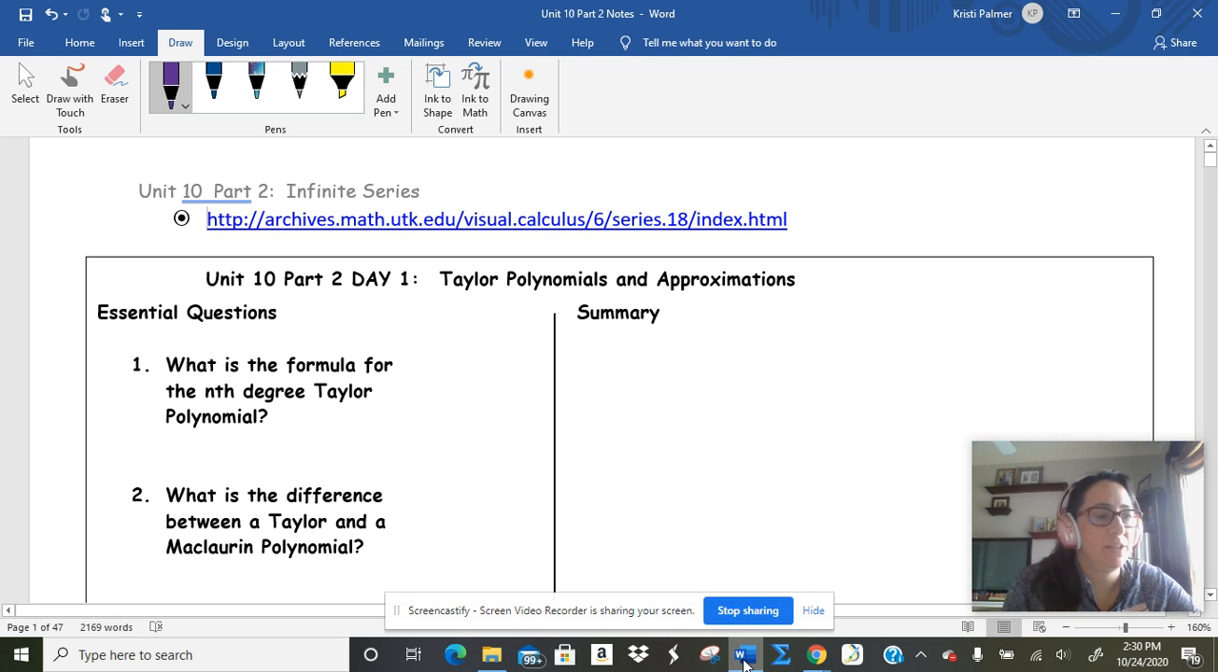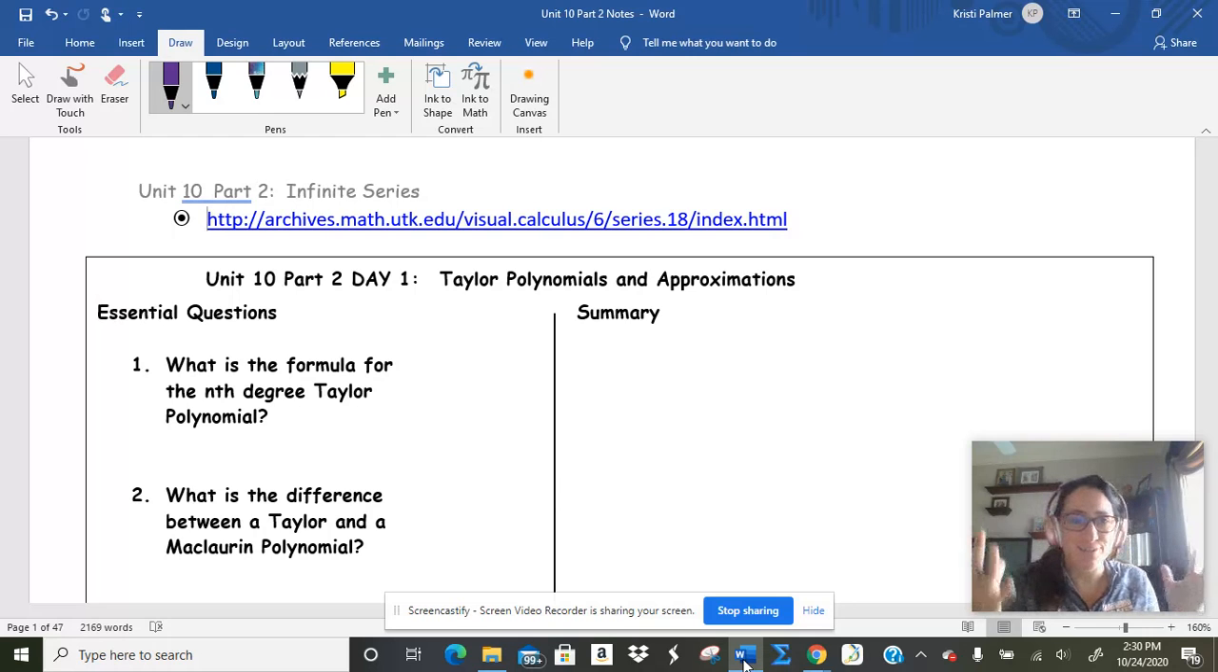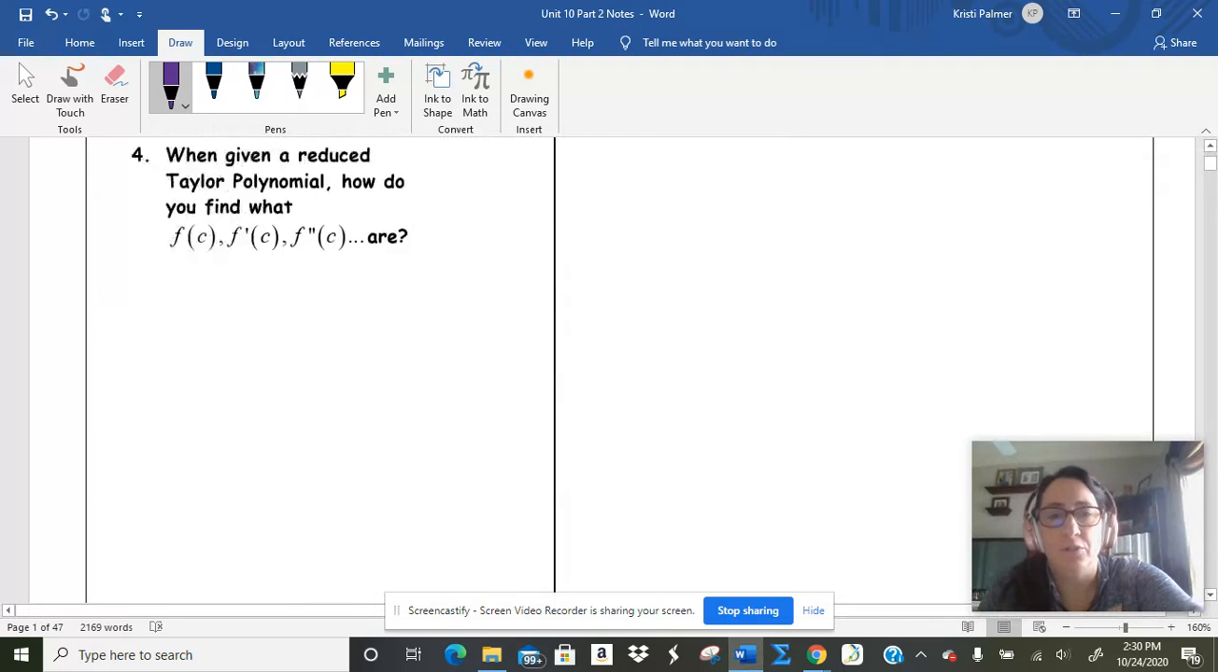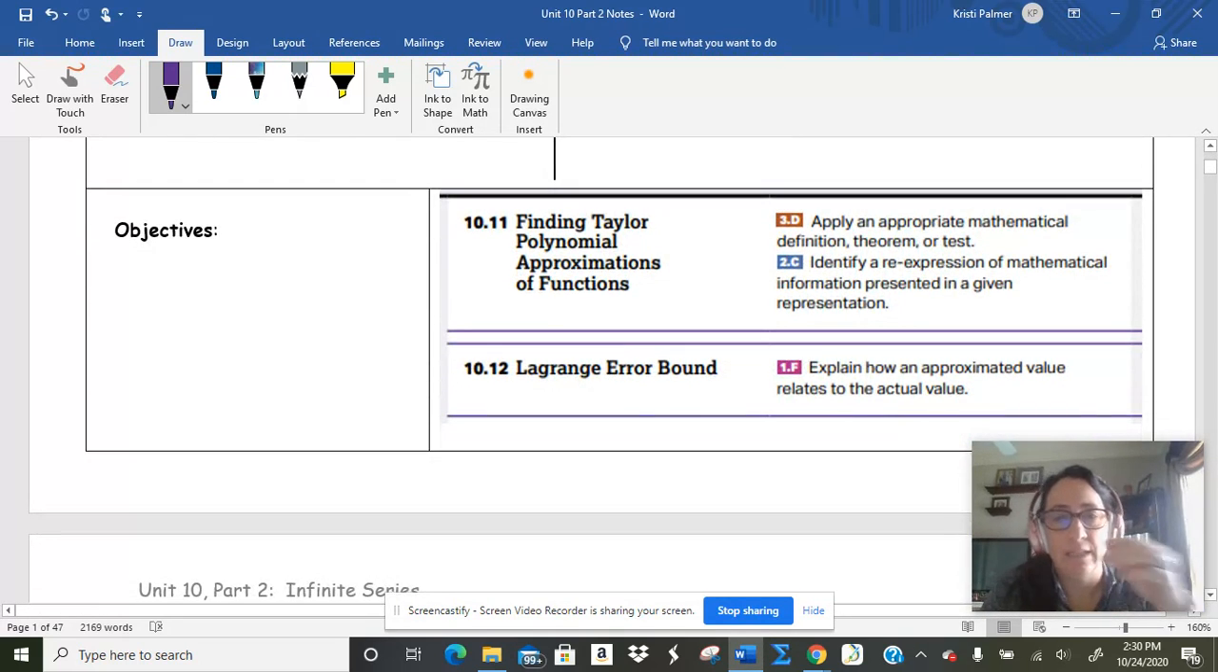All. So we are starting the second part of the series, which is super, super cool. We're going to talk about what are called Taylor polynomials and use those to approximate some functions that might be difficult, but we're going to make it so that they're not, and it's really so much fun. All right, so here are the essential questions, so if you want to look over those, and here are the objectives that the AP Calculus BC has set for us.